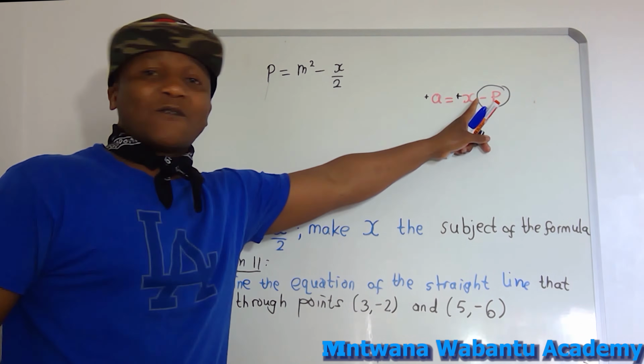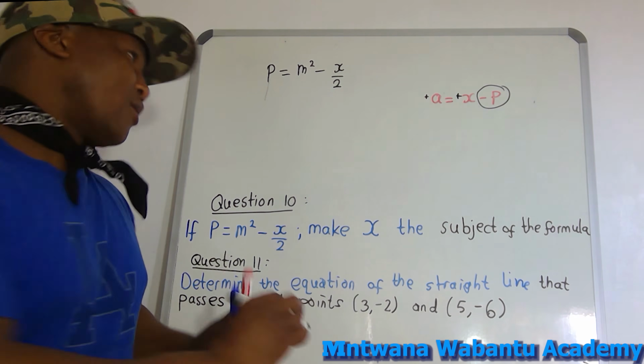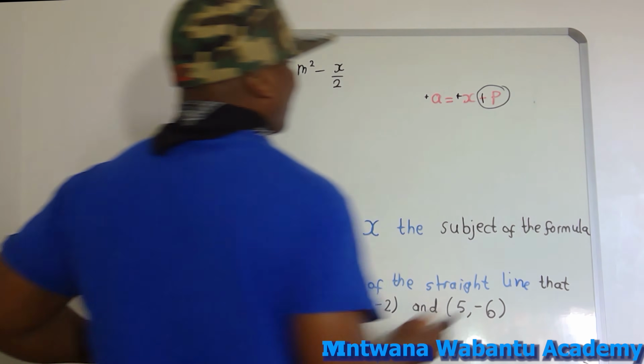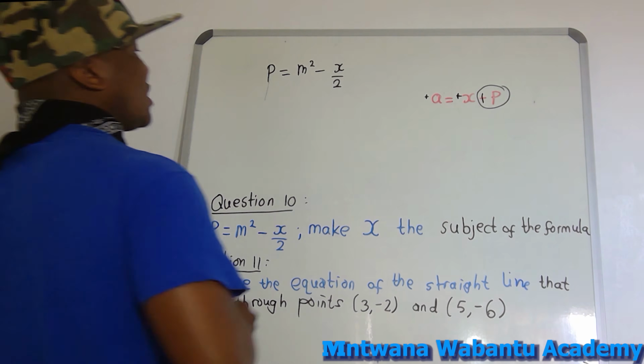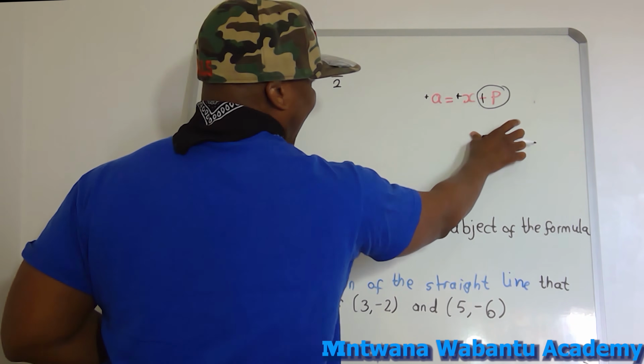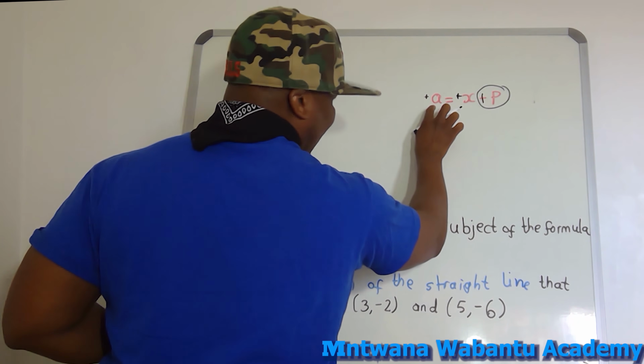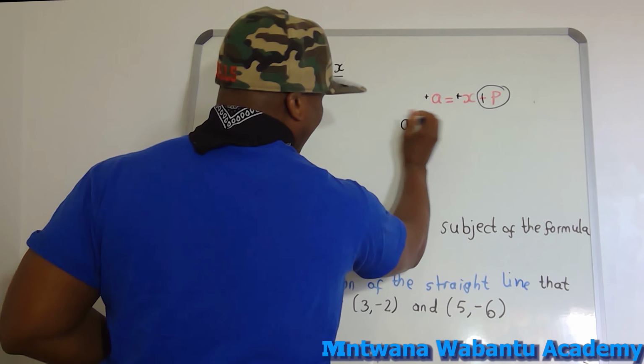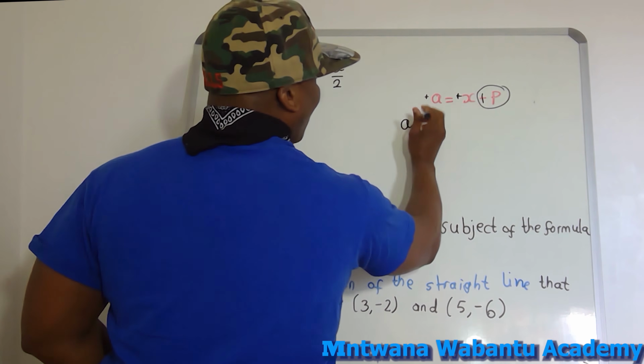But if it's positive, I'll just leave it there. Let's assume it's positive, for example, and they say make p the subject. What I'm going to do is take x over, because p is already positive, so I'll leave it there. On the left we still have our a, and this x is positive. When it goes over the equal sign, it becomes negative.